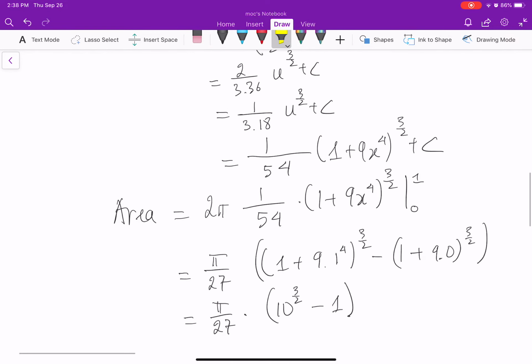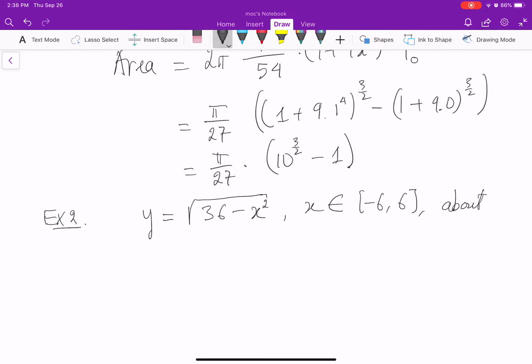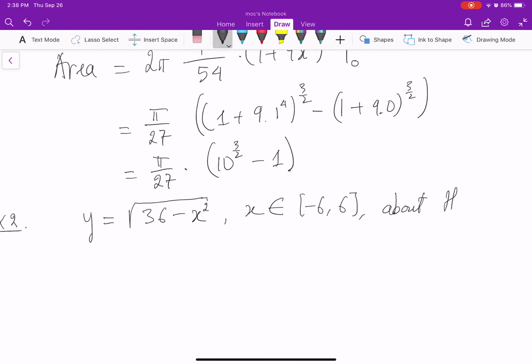All right, let's move to the second example. Let's find the surface area of the solid region obtained by revolving the region enclosed by the graph of the square root of 36 minus x squared about the x-axis on the interval -6 to 6.